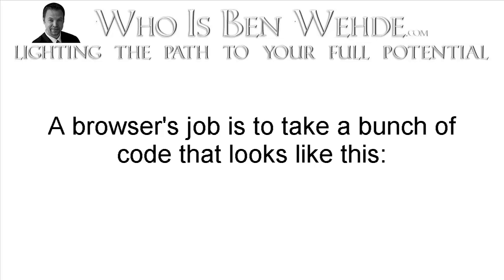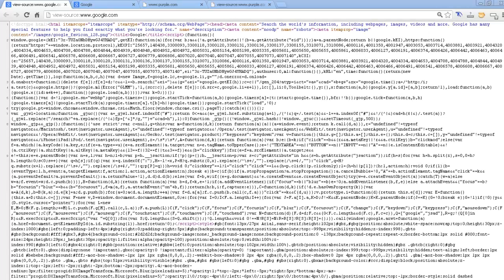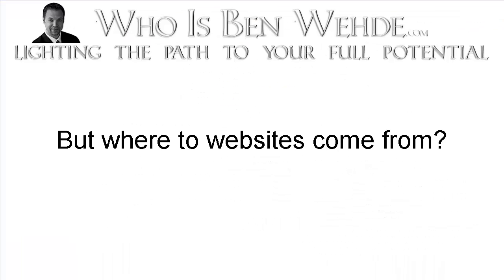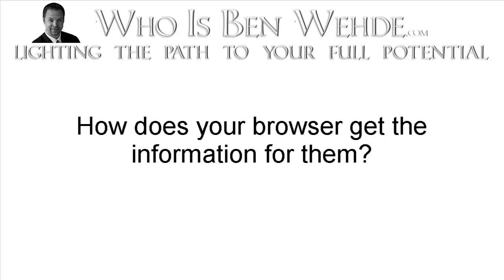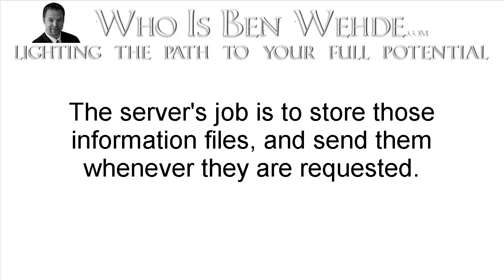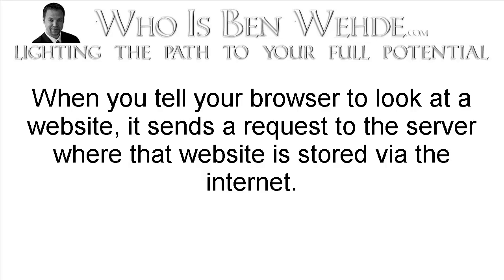A browser's job is to take a bunch of code that looks like this and make it look like this. But where do websites come from? How does your browser get the information for them? Websites are just files of information that are stored on computers called servers. The server's job is to store those information files and send them whenever they are requested. When you tell your browser to look at a website, it sends a request to the server where that website is stored via the internet.